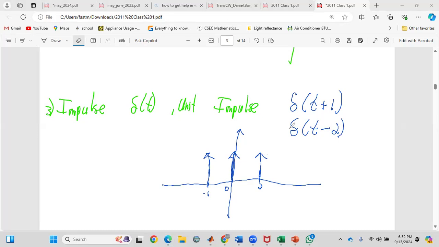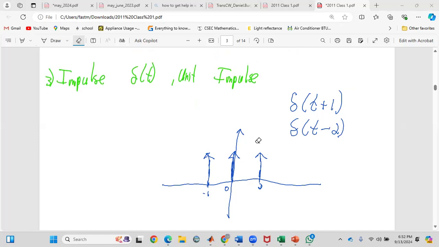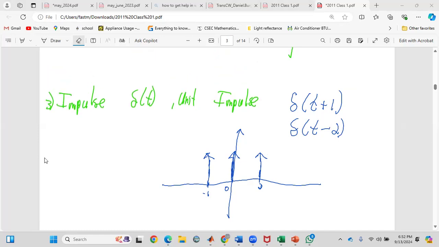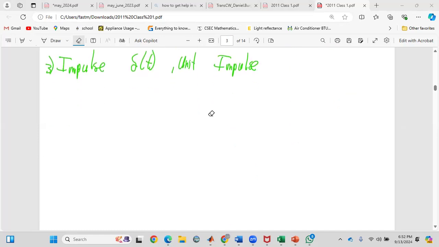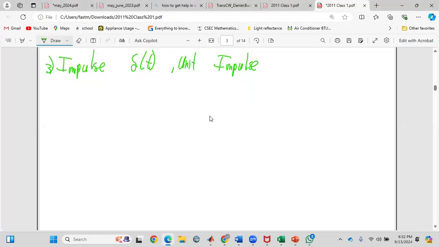So the three main ones, in order of importance, are your impulse, your step, and your ramp. All right. So those are the main ones. And the last thing I have to show you is the order of operations, in terms of differentiation and integration. So I'm going to draw this over. So there's an impulse at 0. All right, so there's that impulse.